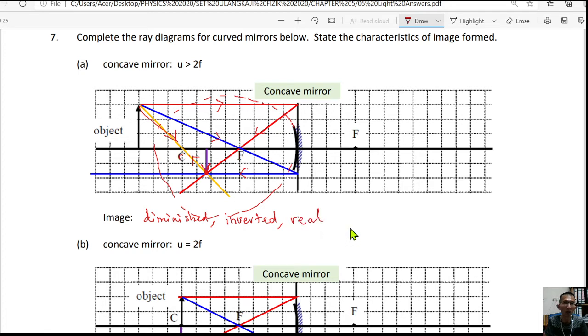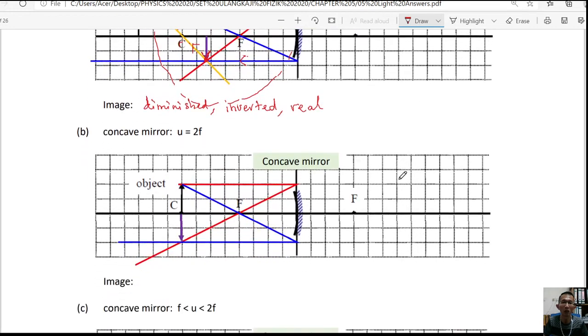Remember that for concave mirrors, for mirrors and also for lenses, when it comes to real versus virtual, they always contradict each other. For this one, it is real because object and image are on the same side. However, if we are to use a convex lens, if I have object and image on the same side, then it must be virtual. But for a mirror, with object and image on the same side, this image must be real. Okay, let's do another one.